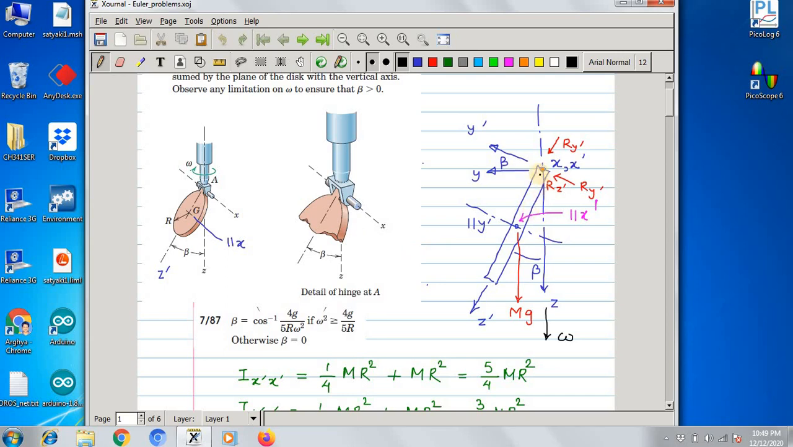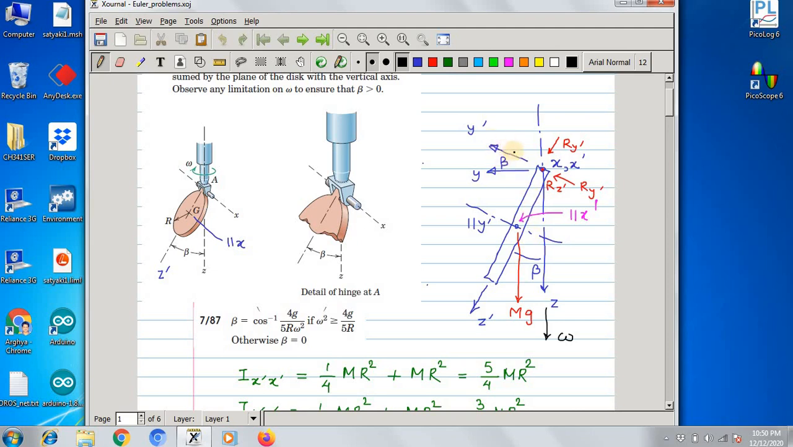So what is the free body diagram of this disk? Here there are reactions Rx, Ry, and Rz. These are the reactions. This is Rz dashed, this is Ry dashed, and Rx dashed is coming out of the paper. So these are the reactions coming on the disk from the support. Here there is one mistake. This should be Rx dashed, Ry dashed, and this is Rz dashed. And here the weight of the disk acts through its centroid.